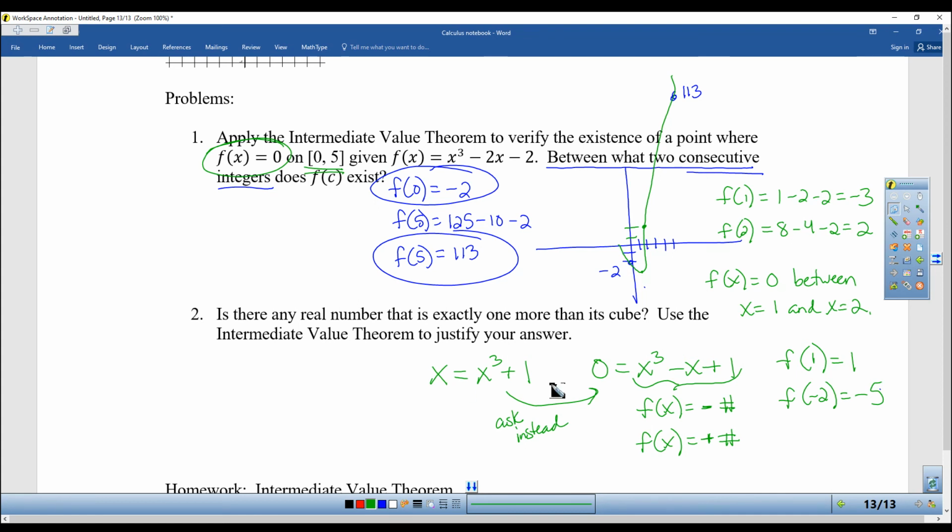Is there a real number that is 1 more than its cube? Well, this is only true if this is true. And this was much easier for me to prove. So I can prove that it's equal to 0 at some point by the intermediate value theorem. This function is equal to 1 at 1, and at negative 2, it's negative 5. So somewhere it has to actually be equal to 0. You could find the consecutive numbers, but it doesn't ask for that. There you go. Shortest lesson, intermediate value theorem.